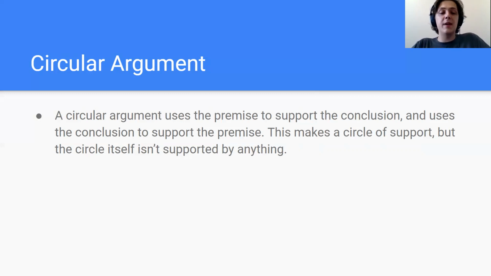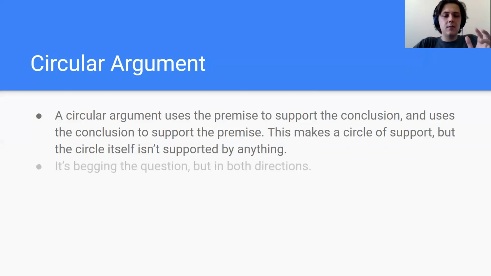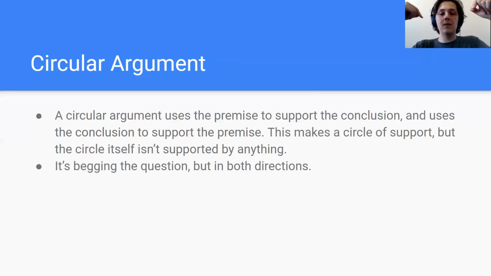So a circular argument uses the premise to support the conclusion, and uses the conclusion to support the premise. That makes a circle of support, but nothing outside the circle is supporting it. So it's begging the question in both directions. An argument begs the question if the conclusion is one of the premises. We talked about that. There was an example of that in the slides last week.